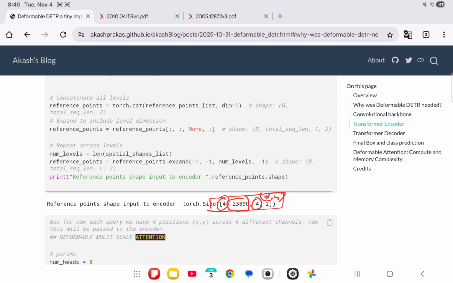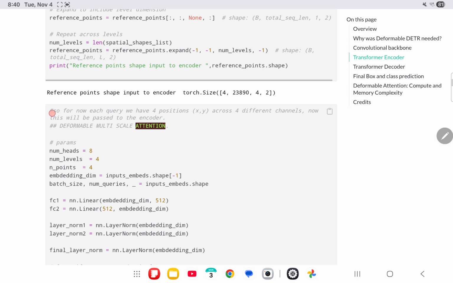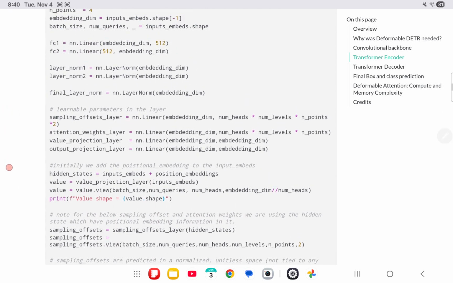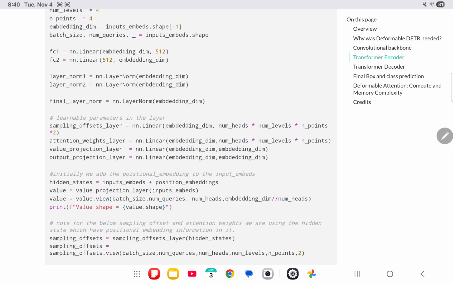The next thing that we need is to predict the delta x, delta y's, and we need a network to predict them. Here what we actually use is a simple linear layer.